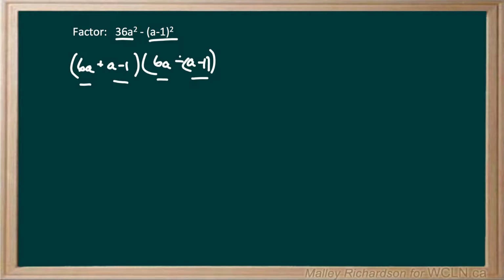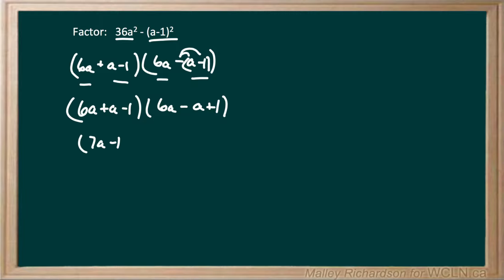But we're going to have to distribute this negative to inside these brackets. So we're going to have 6a plus a minus 1 multiplied by 6a minus a plus 1. Grouping together our like terms in both sets of brackets, we have (7a minus 1) multiplied by (5a plus 1). So this is our final answer, but let's double check by using our distribution laws.